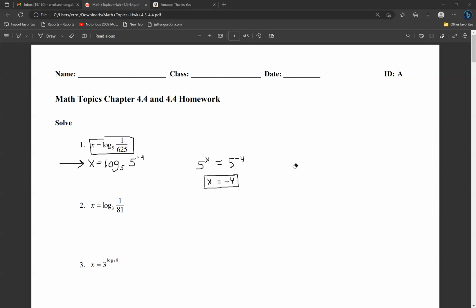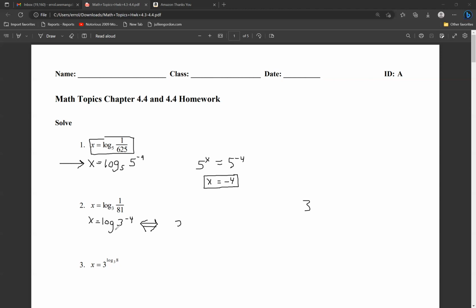All right, 2, what do we got? Same idea on 2. We're just going to rewrite that 1/81. This is the same thing as log base 3. What is this? 3 to the -4, I think. Yeah, -4. Okay, so x equals -4, right? So then this is the same thing as what?